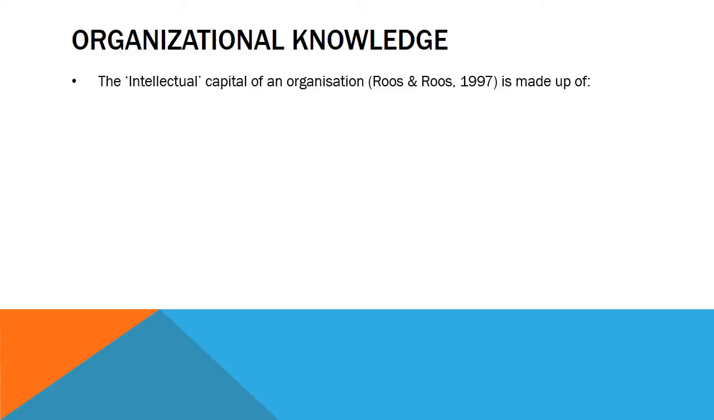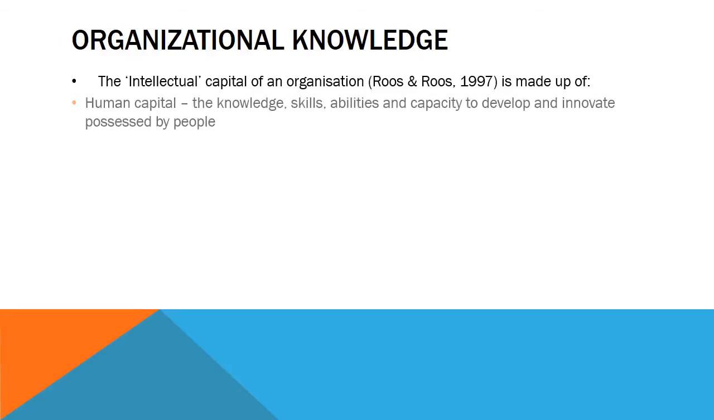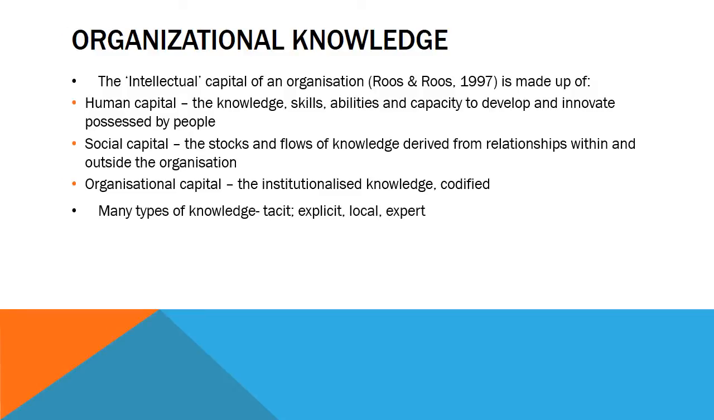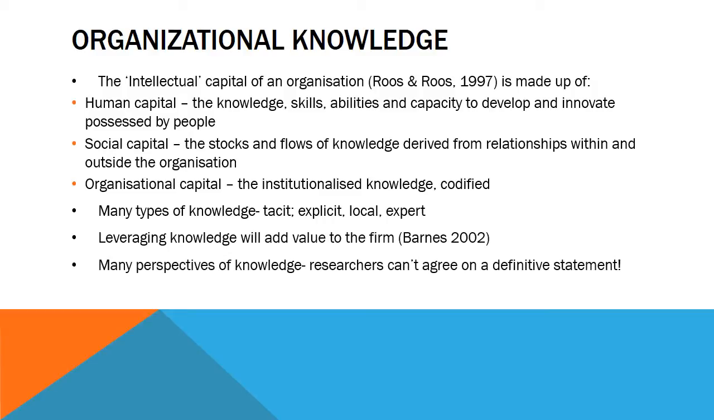In organisations, as well as having land and labour, IT and finance as resources, knowledge is seen as an intellectual resource, and there are three types: the human sort, people's ability to be creative; the social sort, social relationships and sharing knowledge; and the organisational sort, knowledge found in policies and manuals. And there are many types of knowledge and many views on knowledge which we won't go into right now.